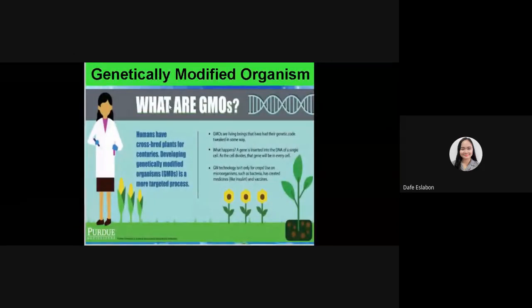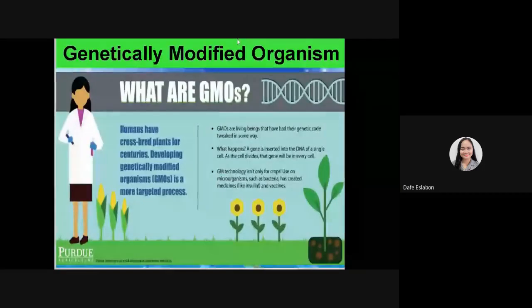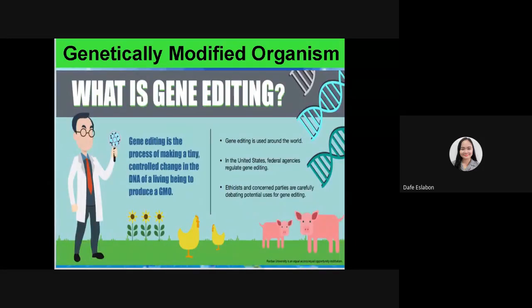All right, that's it. So that's how GMO is applied to crops or plants. And what is gene editing? As you can see in the previous video, a gene is being injected or implanted into another crop, for example the papaya in the video you have watched. Now, gene editing is the process of making a tiny controlled change in the DNA of a living being to produce a GMO, or genetically modified organism.